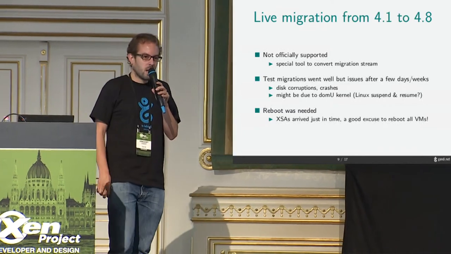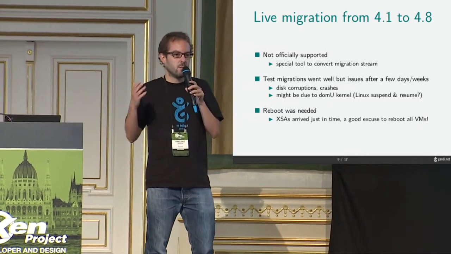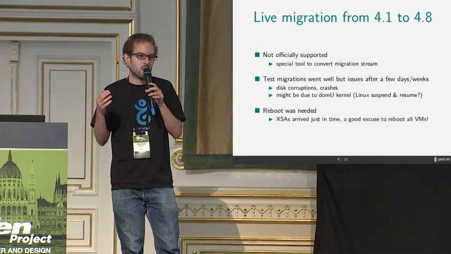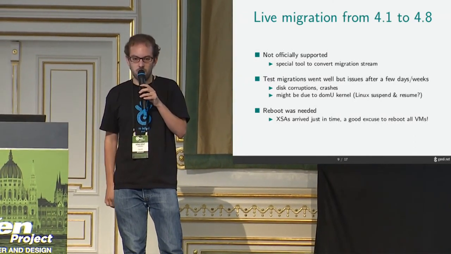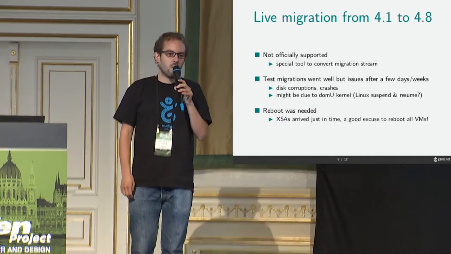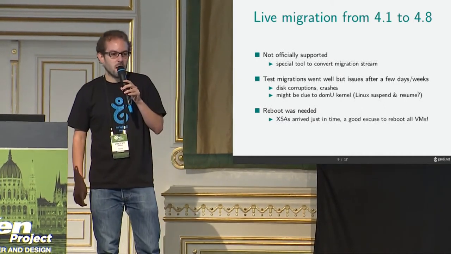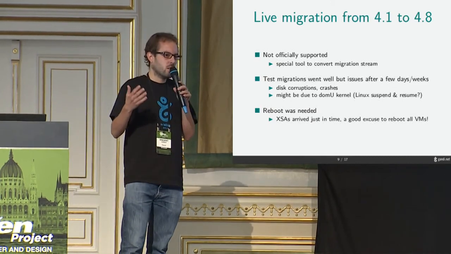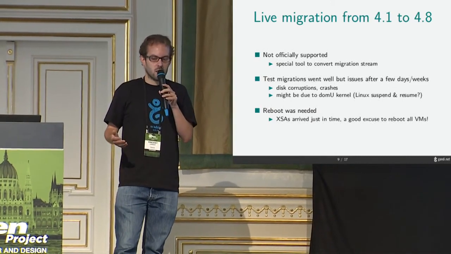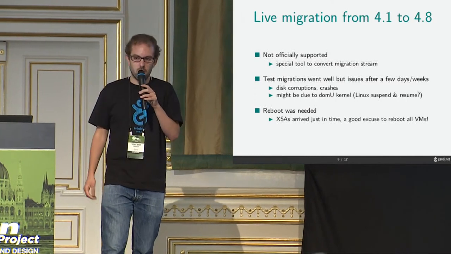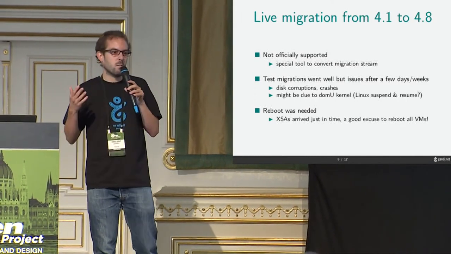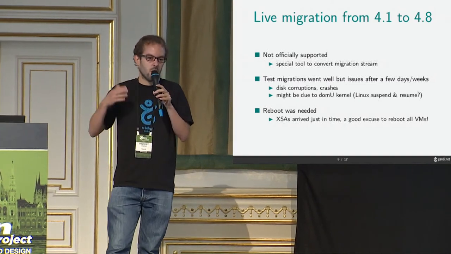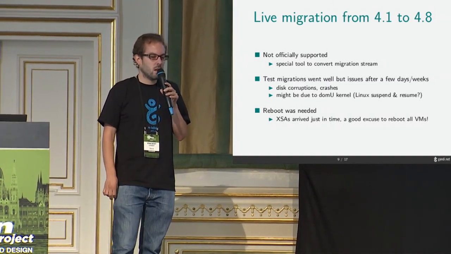And now that our hosts have been migrating to Xen 4.8, we had to decide how to switch all the different VMs to Xen 4.8. So our first thought was to live migrate all the VMs. We knew it wasn't officially supported by the Xen project, but we wanted to try anyway. So we did set up a test infrastructure, and the first migrations, or all the migrations, went quite well.